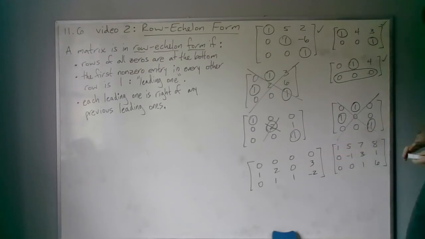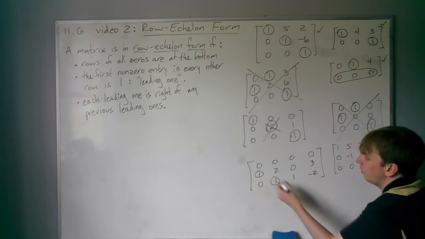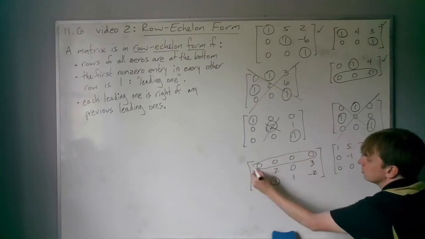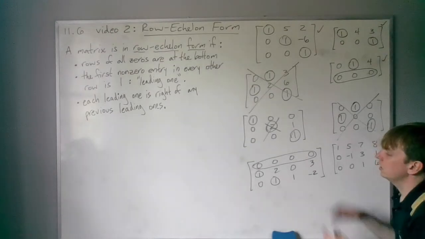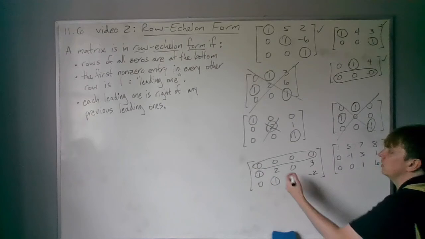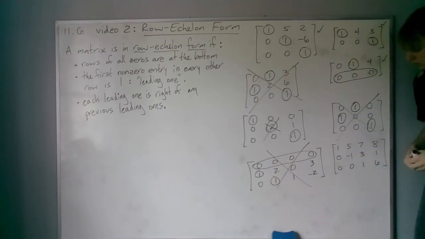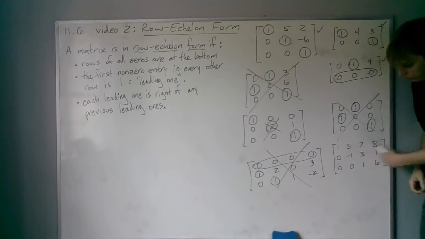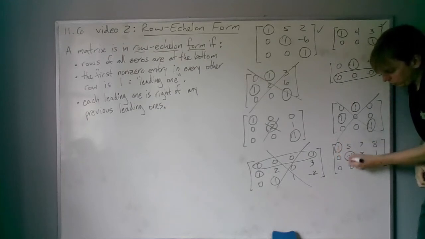This guy, we have leading ones. But we also have a row of all zeros, and the rows of all zeros are supposed to be at the bottom. So that's the only thing wrong with this one. This row of zeros should be on the bottom, so I have to throw that away as well. Let's see. This one doesn't have any rows of zeros. Let me look at the first non-zero number in every row.